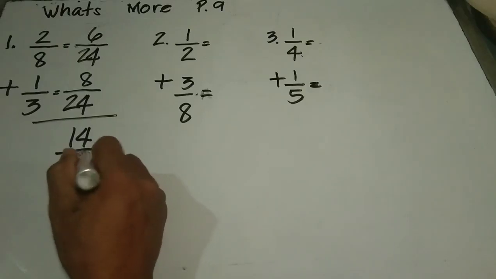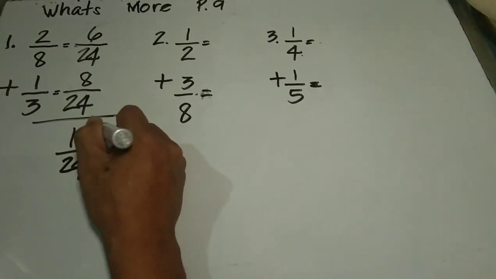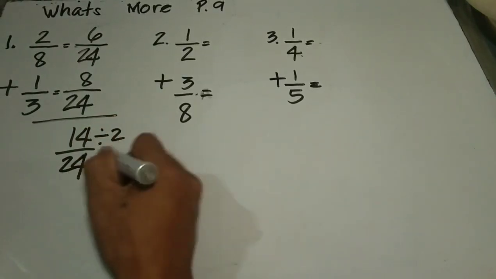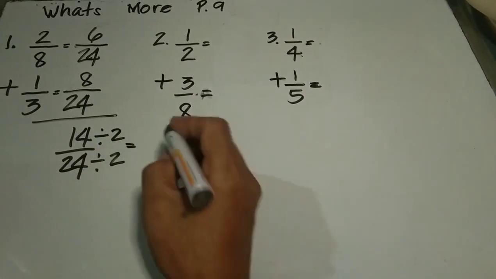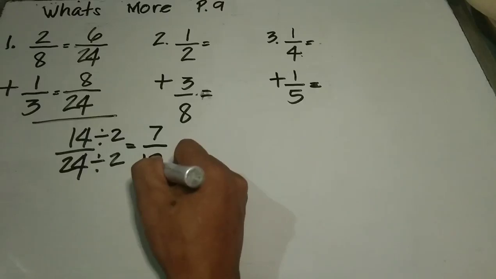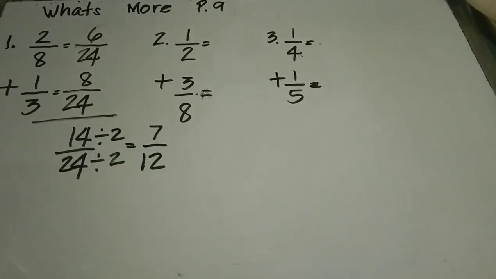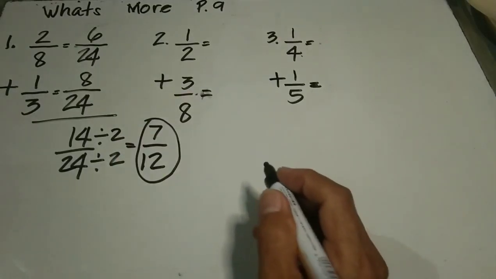over 24. So the fraction is not in the lowest term, so we will reduce by getting the number that can divide 14 and 24. It should be a common number. So what's the common factor? The common factor is 2, and we divide these two numbers by 2 to reduce the fraction. So you have 7 over 12. 7 can no longer be reduced because 7 is a prime number. So this becomes your fraction in the lowest term.